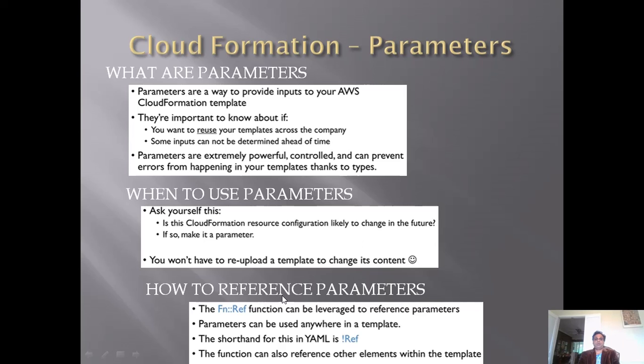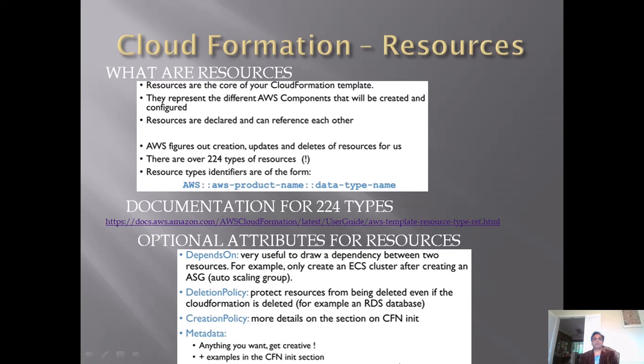Okay, how do you use it? To reference the parameters, the Fn::Ref function can be leveraged to reference the parameters. Parameters can be used anywhere in the template. That's the beauty. If you're using YAML, this is the shorter version, right? I think YAML is making the whole verbose JSON into a more concise thing, and they even improved the syntaxes along with that, right? The function can also reference other elements within the template. So now we know what a parameter is.